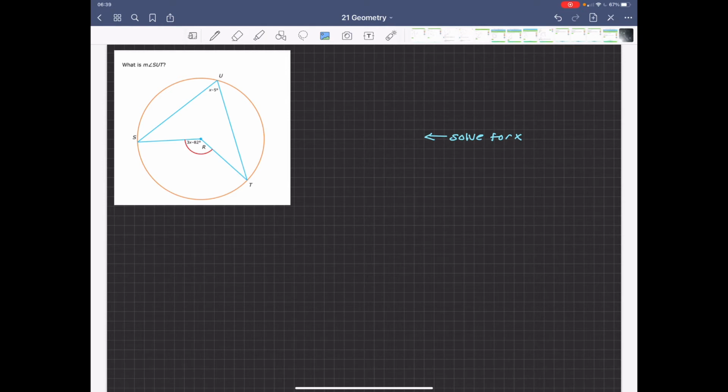All right, we're going to go ahead and look at this question. It says, what is the measure of SUT? We know that the angle SUT is an inscribed angle, and we know that R is a central angle, so R is technically going to be double whatever SUT is. The measure of angle R is 3x minus 82, the measure of SUT is x minus 5, and we want to solve for x.